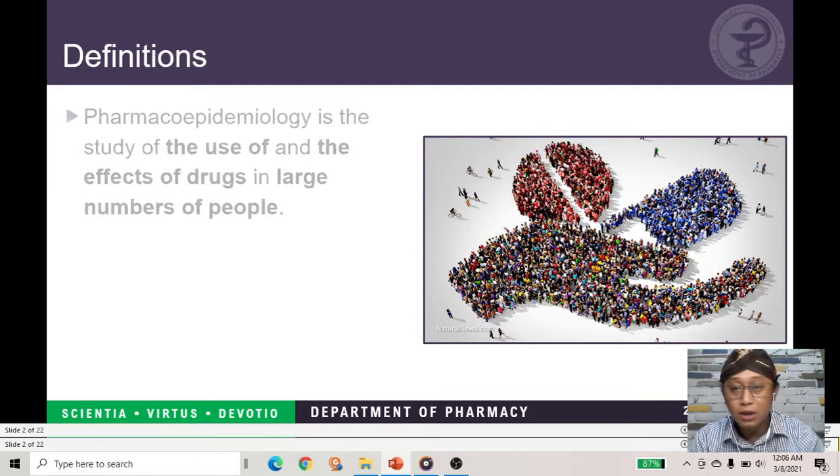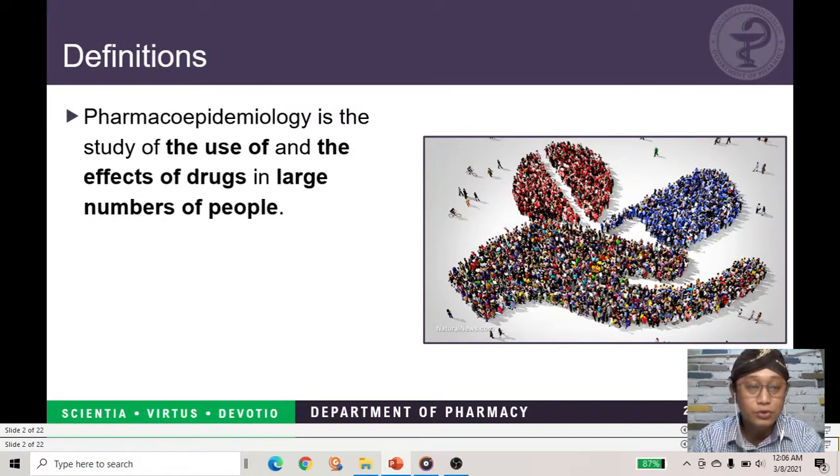By definition, pharmacoepidemiology is the study of the use of and the effects of drugs in large numbers of people. I made some phrases bold to highlight their importance. In pharmacoepidemiology, we study the use of drugs as well as the effects of drugs. For the effects of drugs, we can study the beneficial effects as well as the adverse effects. And it should be noted that the study of pharmacoepidemiology requires large numbers of people.